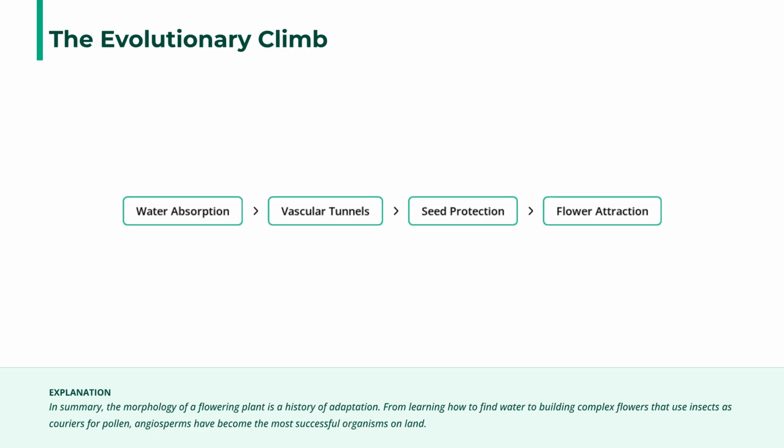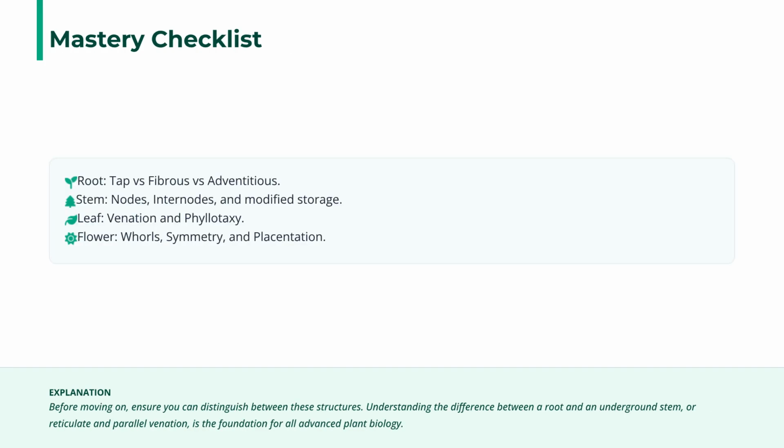In summary, the morphology of flowering plants is a story of incredible adaptation. Angiosperms have built complex architectures, from underground networks to intricate reproductive systems, making them the most successful plants on Earth. Before concluding, ensure you can distinguish key structures, root systems, stem modifications, reticulate versus parallel venation, and the different patterns of phyllotaxy, symmetry, and placentation.